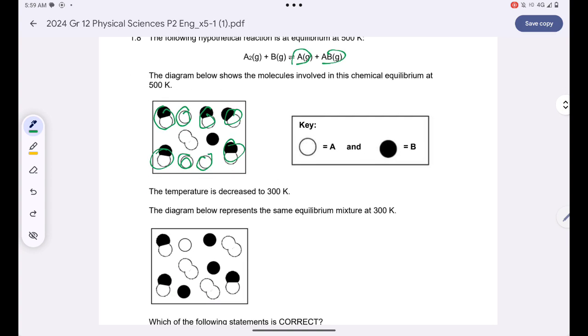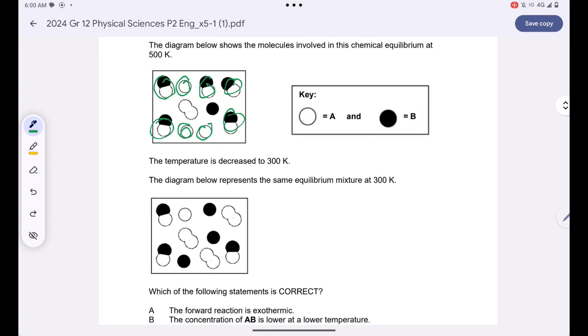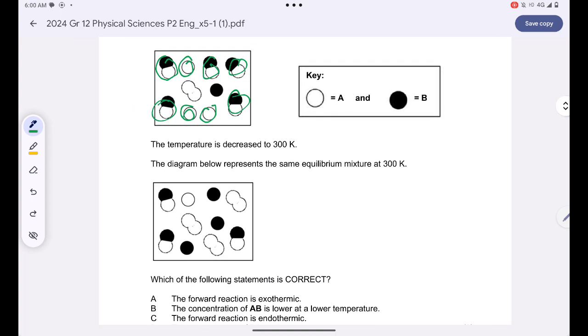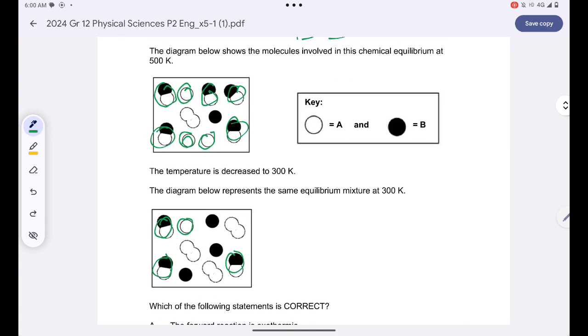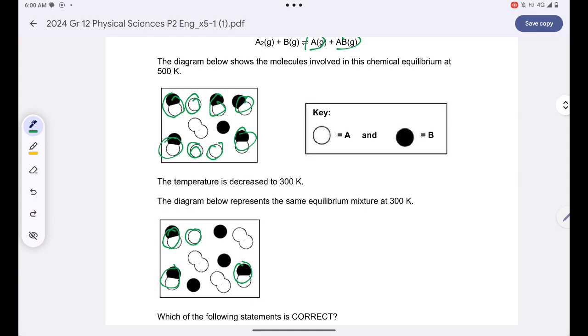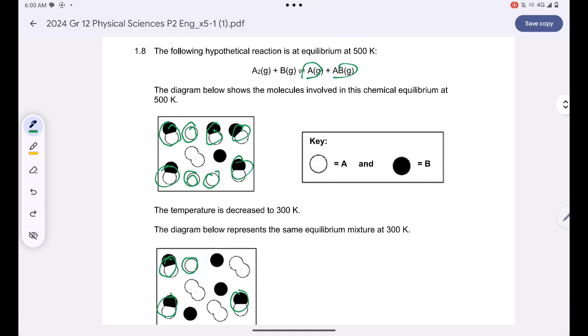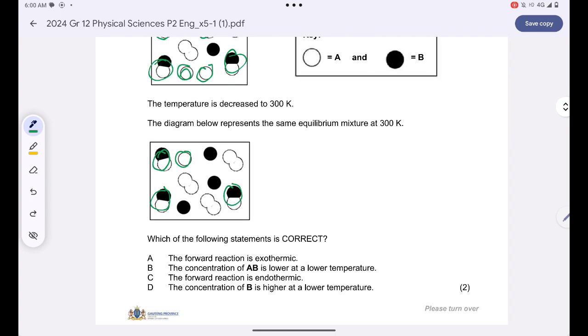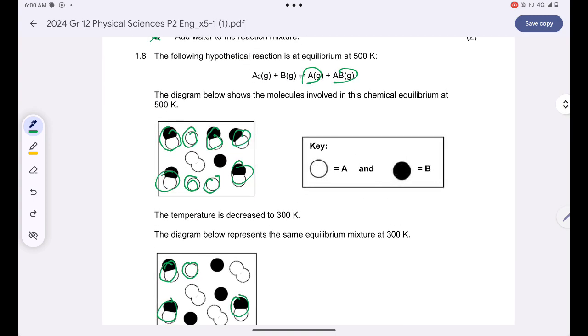And then the temperature is now decreased to 300 kelvins. The diagram below represents the same equilibrium mixture, but at 300 kelvins. So the amount of products has decreased. Now we have fewer products. Are you together? Initially we had 1, 2, 3, 4, 5, 6, 7, 8, and now we have 1, 2, 3, 4. This simply means that by decreasing the temperature, the equilibrium has shifted towards the left, or you can say we have favored the reverse reaction. So by decreasing temperature, we are favoring the reverse reaction.